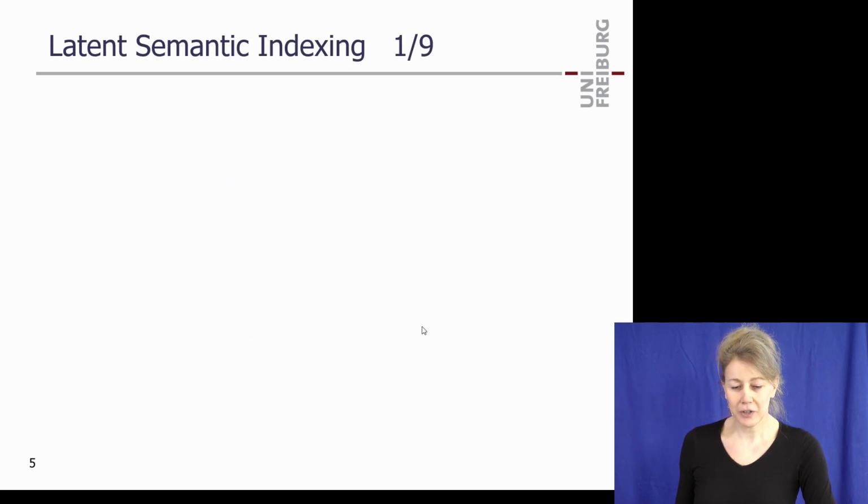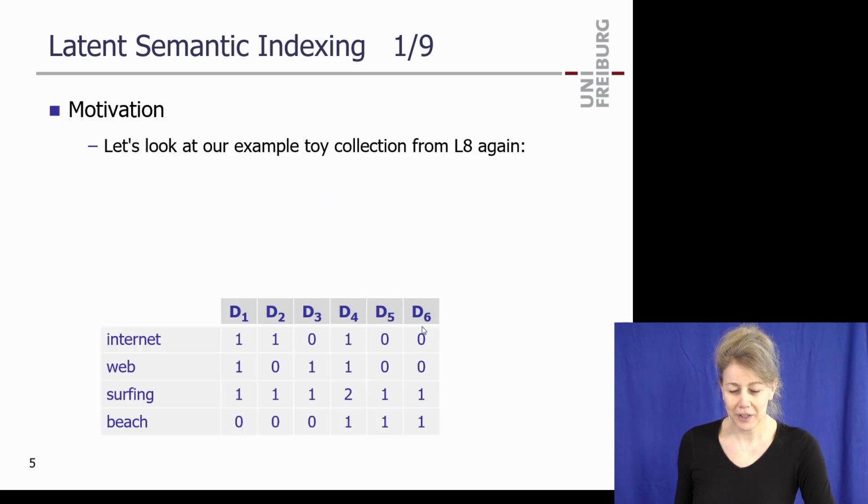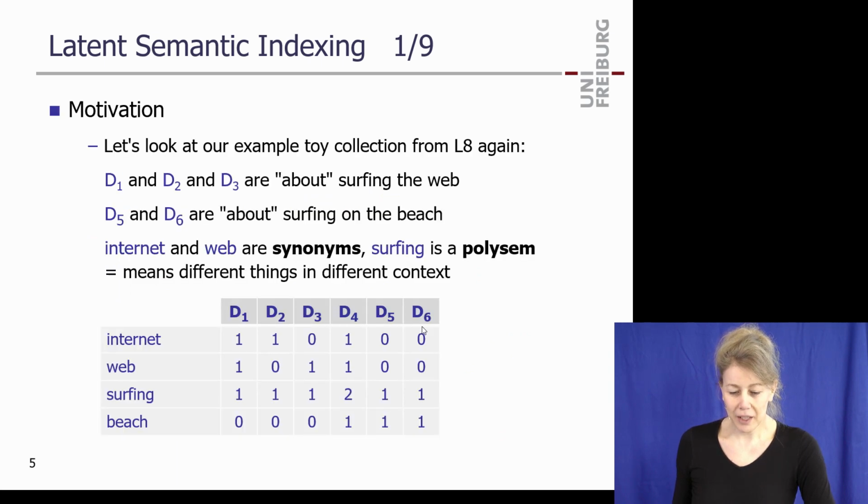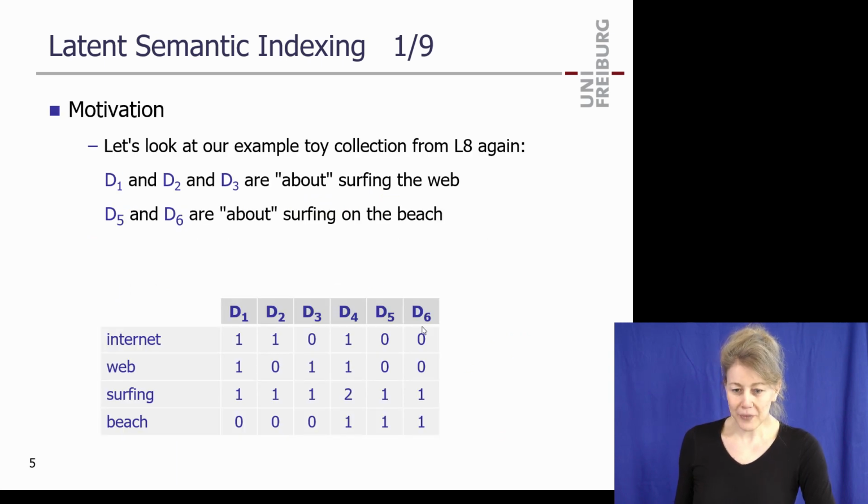So let's start with the contents, which is really, really nice and exciting. It's about latent semantic indexing. Funny name, we will see what it means. So this is our matrix which we already used in the last lecture.